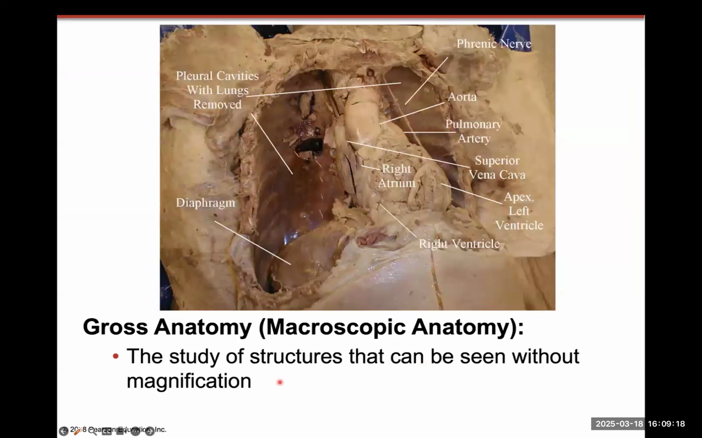So now, most of you guys probably think that anatomy is just this. This is a cadaver, which is a deceased person, and their lungs have been taken out here. They've been dissected out, and then you can clearly see the heart, the heart right here.